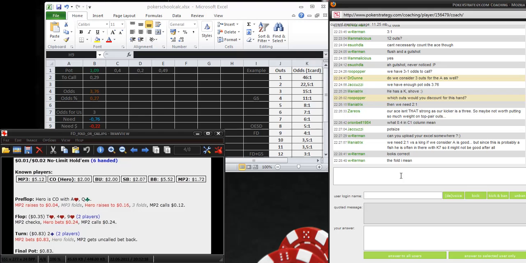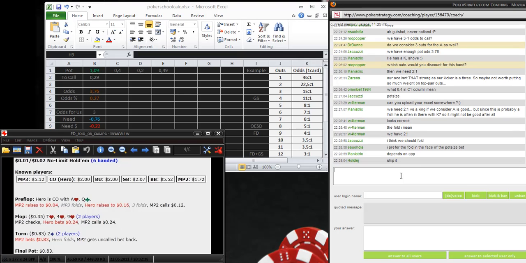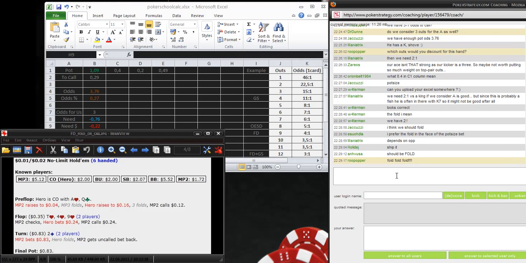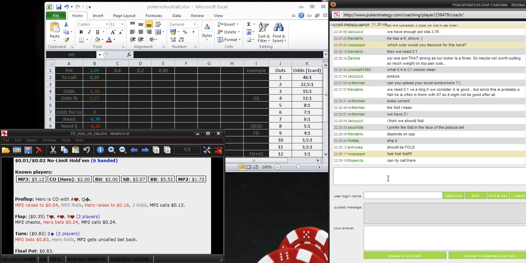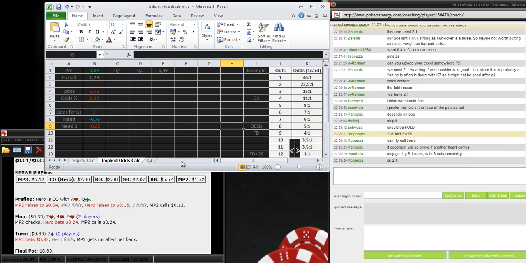Okay, first answer is a fold. Anyone is up for a call here? Shove it. Should be fold. Yeah, of course it may depend on the opponent. But anyways, let's take a look.